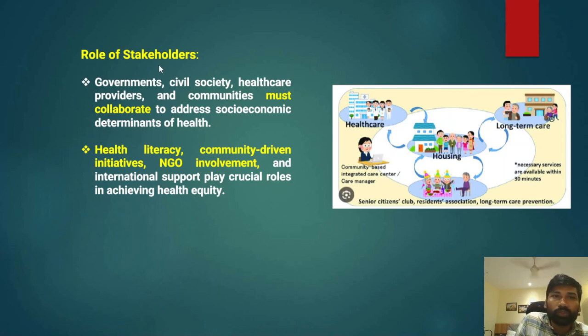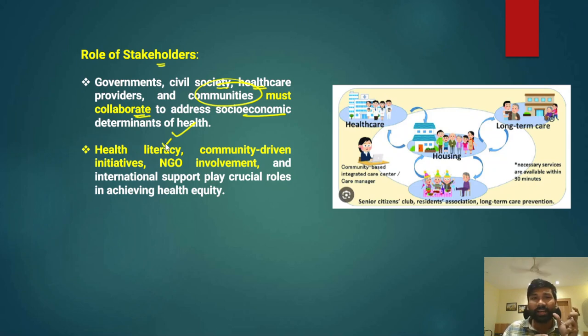However, in this context, we should not forget the role of different stakeholders. For example, government, civil society, healthcare providers, communities. They must collaborate to address the socio-economic determinants of healthcare. Now, in this context, it is very important to develop health literacy among the people, especially in rural areas and in urban areas. Not just health literacy, but it should also include awareness on sanitation, hygiene, and nutrition. And we need to undertake community-driven initiatives, with non-governmental organizations' involvement.